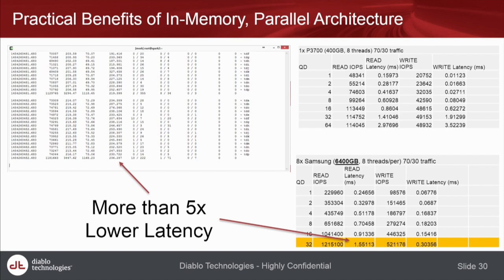Here's the 3.5 reads, 1 and change writes, 1.2 million, 200 microseconds. 10 terabytes of raw flash on 8 Samsung NVMe's at 1.2 million, which is pretty much the peak, 1.5 milliseconds, 300 milliseconds on the writes. They can't even write the data into the controller as fast as we can read it out of the flash.